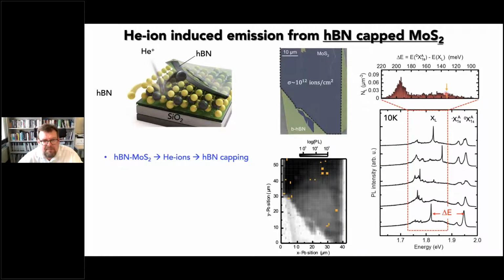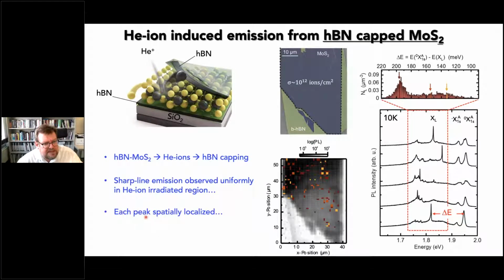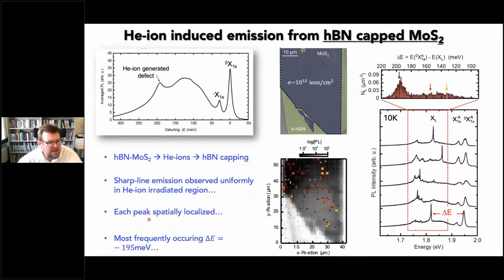So just to show you some examples, if I go to this energy, then I can pick up discrete emitters at the orange points. If I move to this red energy, then I can pick up discrete emitters here. And if I move to this dark red energy, which you probably don't see any different to this, you see there are different. So this shows these are point-like emitters, they're localized atom scale defects, and I'll prove this to you in a second. So wherever we irradiate, we see sharp line emission. Each peak is spatially localized, and the most frequently occurring peak, if I average all of these different spectra, I see exactly this peak, and that's the one which we saw in the statistics, which is the one that is generated by the helium ions.